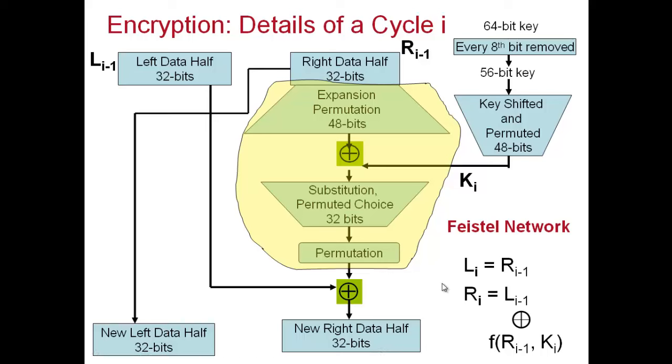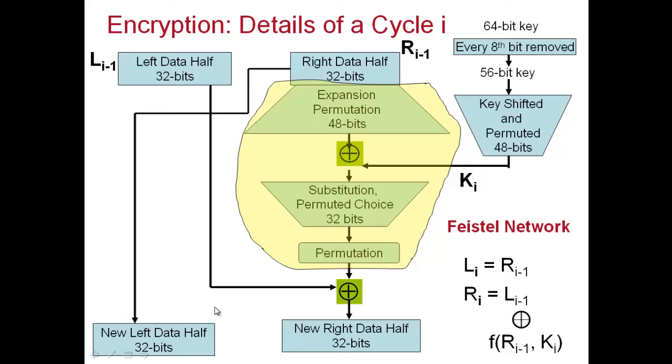So this is your Ri, and basically Ri is this Li minus 1 XORed with the Feistel network output, because that comes out of the Feistel network. What is fed to the Feistel network is Ri minus 1 and this Ki. Okay, so Li is simply coming from Ri minus 1. This is what summarizes the encryption process for DES.